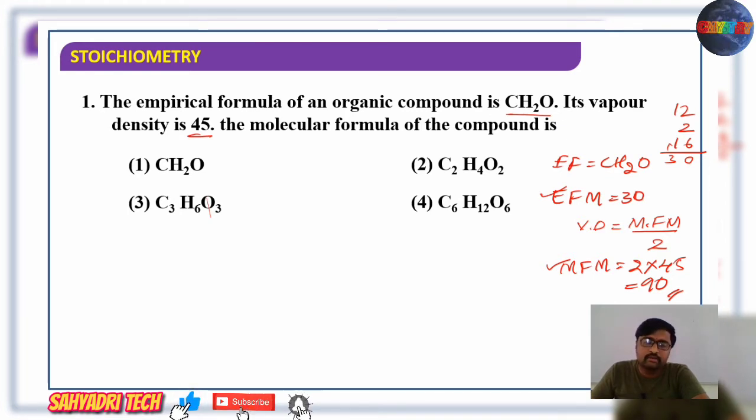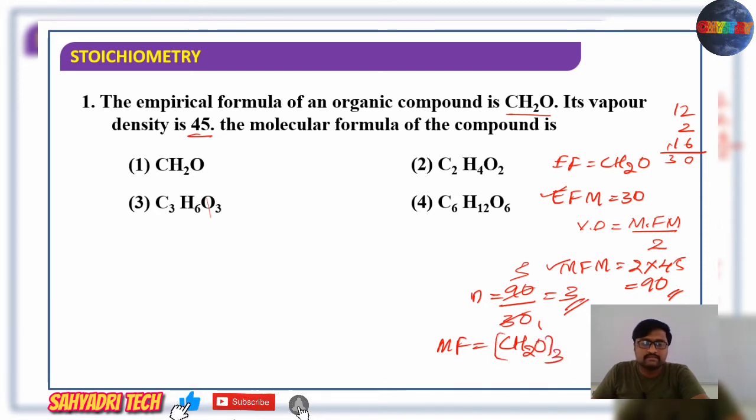If you know the empirical formula mass and the molecular formula mass, the next thing is we can get the n value. What is the n value? 90 divided by 30. So n is equal to 3. If we get n value 3, then what is the molecular formula? Molecular formula is the empirical formula CH2O taken 3 times, that is C3H6O3. So the third option is correct. You got it? It is a simple way of getting the answer, right?